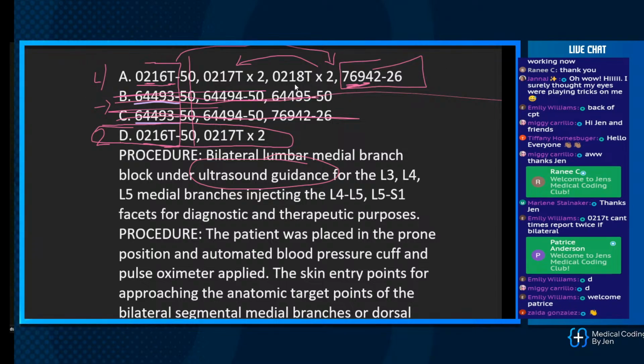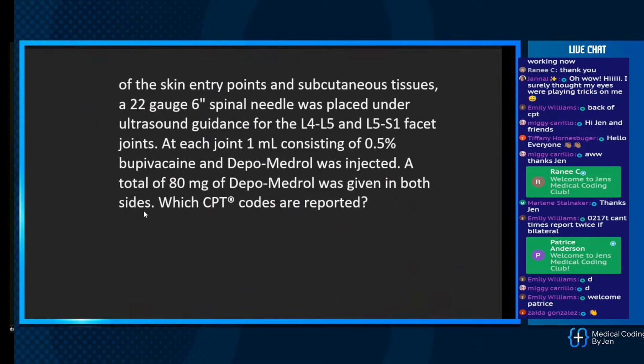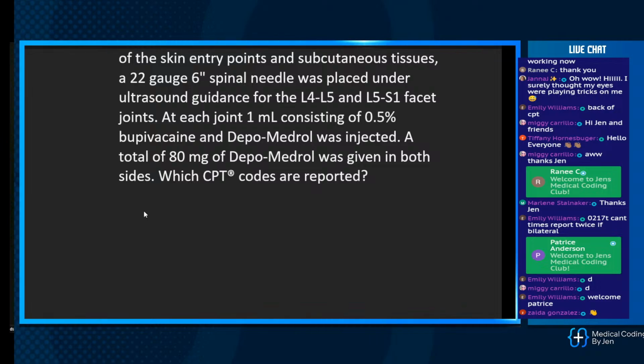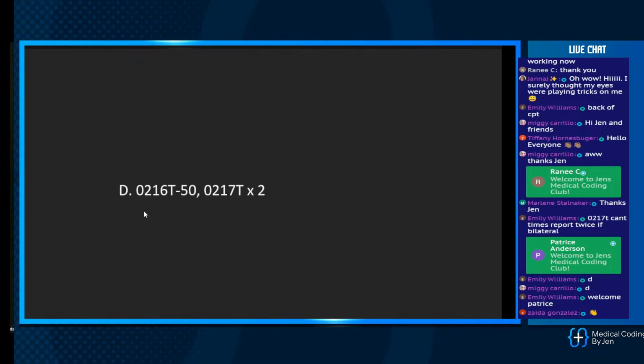Would I bill 4 codes? Would I add radiology on top? No, obviously not. So we know the only answer it could be is D. Super easy. And you didn't have to read 2 pages of stuff to come up with that answer and look up 5,000 codes. I hope that makes sense.